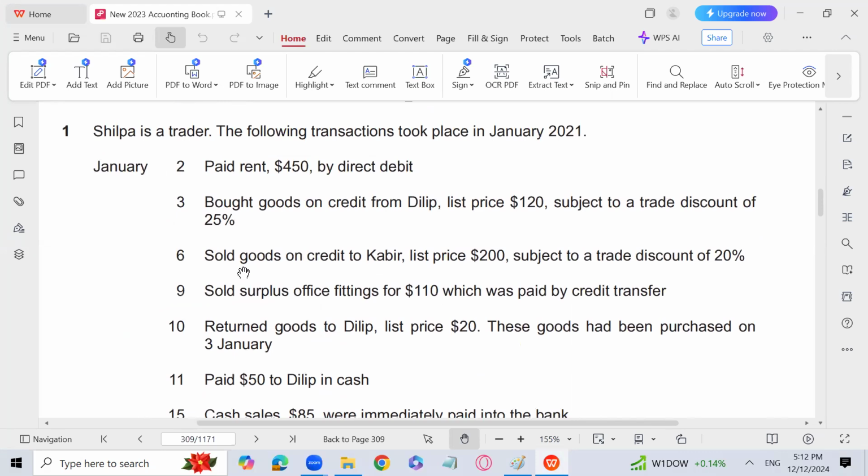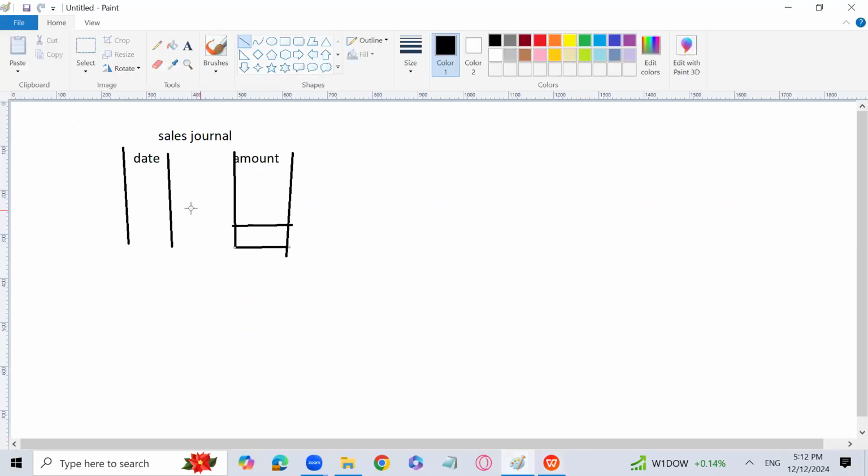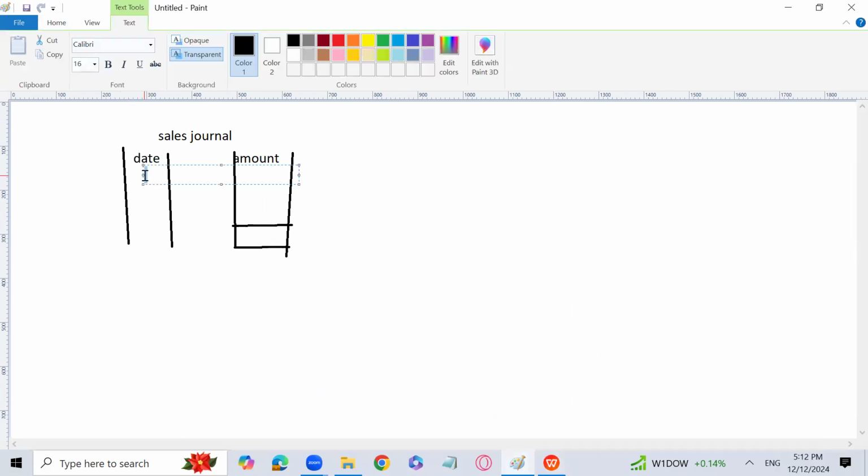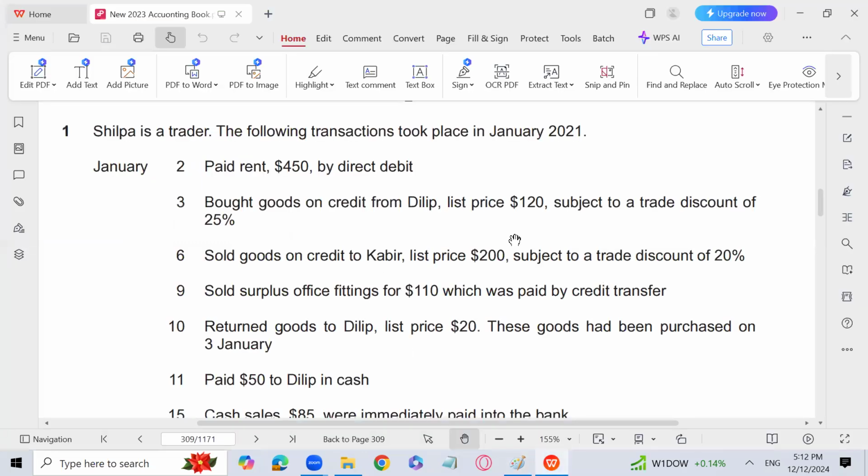Sold on credit to Kabir, 200 with a 20% trade discount. So I will write over here, date is going to be 6. I will write the name Kabir and the amount is going to be 160 after deducting the trade discount, because trade discount is not shown anywhere in the books. It will not be recorded. Rather, it is subtracted from the total amount.